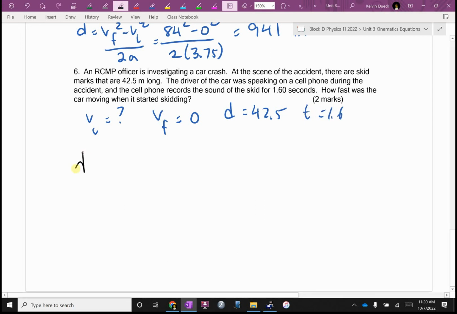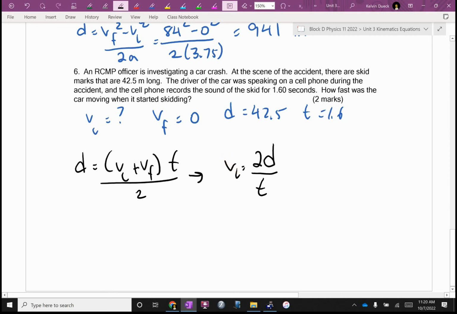I think I'm going to end up using D equals bracket VI plus VF close bracket times T over 2, and I'm going to get the VI by itself. The D is going to drop down like a domino. We're going to times by 2, divide by T. I think I said that backwards. Minus, what's VF? I'm not going to write the minus VF because it's a 0, but that equals VI. VI is going to be 2 times 42.5 divided by 1.6.